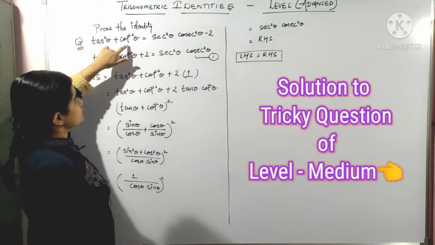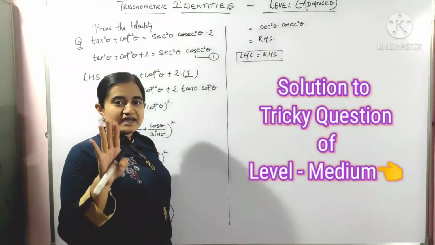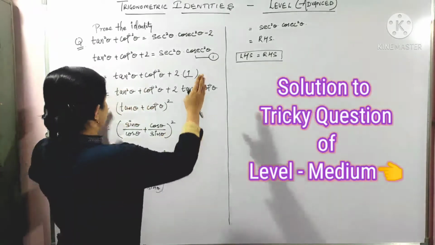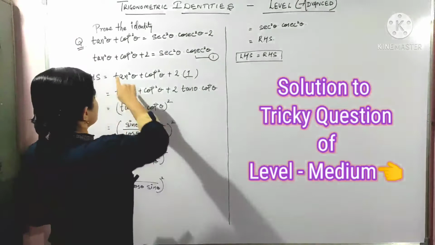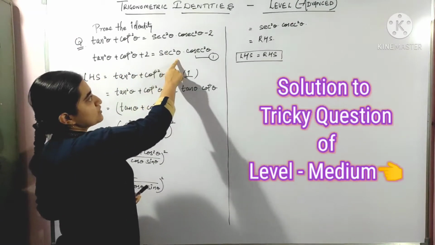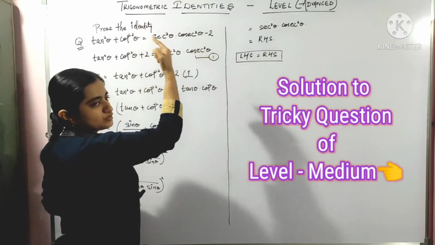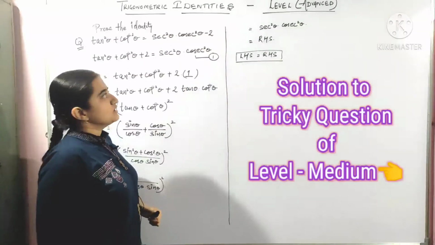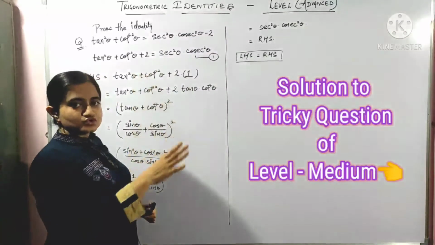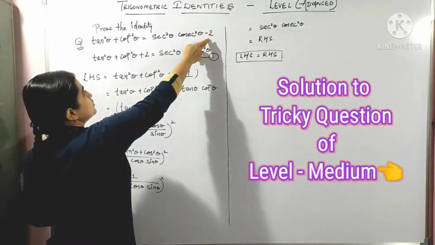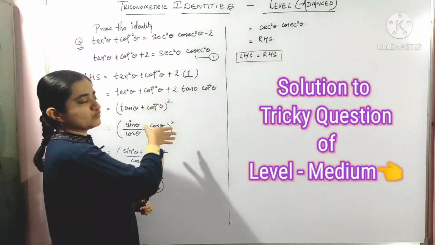Tan square theta plus cot square theta equals sec square into cosec square minus 2. So here I have done a little bit of trick. The main question was this, but I converted it into this. How? The question was tan square plus cot square plus 2 equals sec square into cosec square, and what I did, I brought the 2 to that side and made the question. Now you might be solving this part or this part. So to solve this question you have to at first bring the 2 to this side, or you can do it the other way around also, but this one was the easy one.